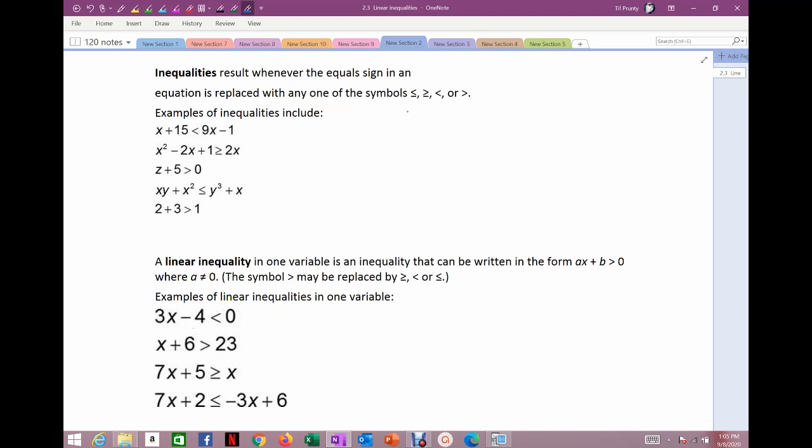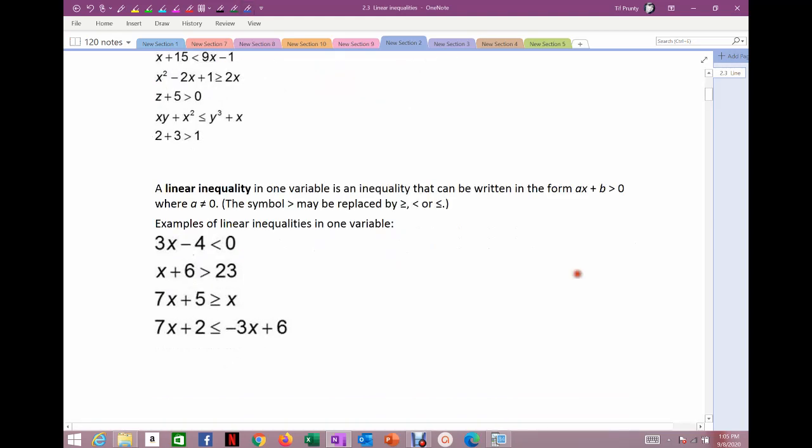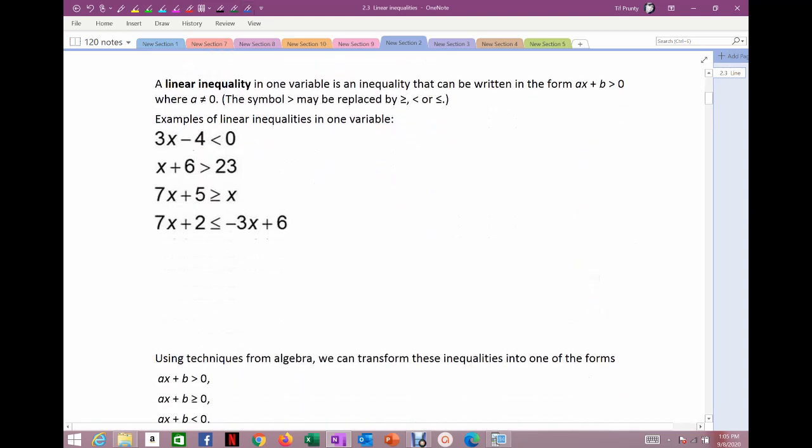Inequalities usually have infinite solution sets, meaning either there's no solution, or typically there's infinitely many. There's a group of numbers that will make the inequality true. We're going to look specifically at linear inequalities in this section, so how to solve them, how to write their solution sets, and so on.